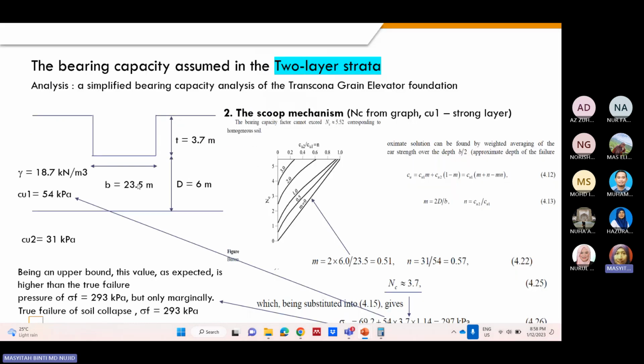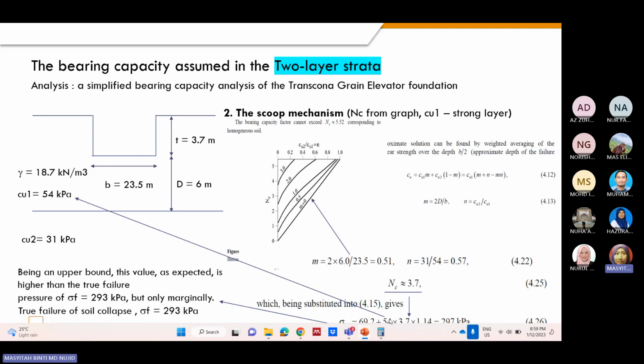For this failure mechanism, we no longer use 5.14 for the NC value. The NC value must be obtained from a graph, according to the ratio CU2 over CU1, which is N, and also the ratio M. Here M is 0.51 and N is 0.57. From this graph, NC equals 3.7. So the surface load calculation uses NC equal to 3.7, substituted here.